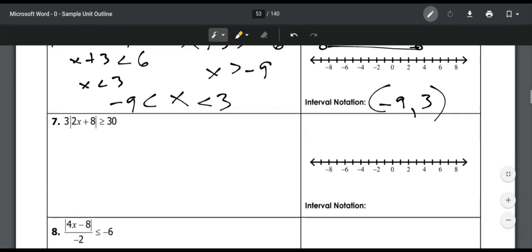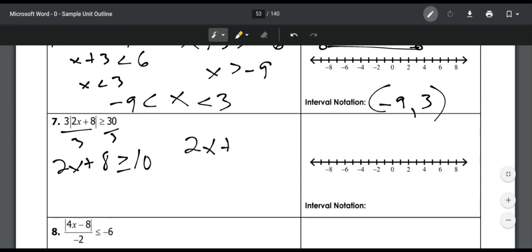Okay. If you look at number 7, if you want to isolate that absolute value, it's being times by 3. So we're going to divide by 3. We have 2x plus 8, and then 10. And that's the absolute value of that. So I'm going to leave it like that instead of dropping the absolute value down. I know I'm done there. I'm going to flip the sign and do -10.